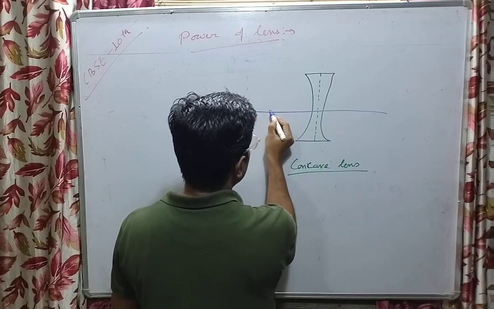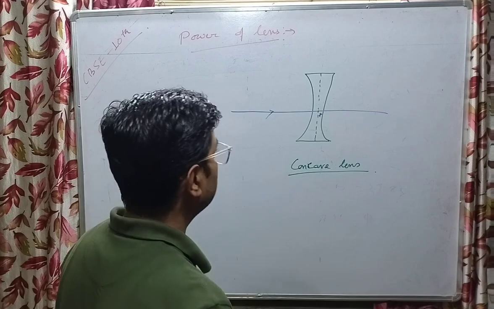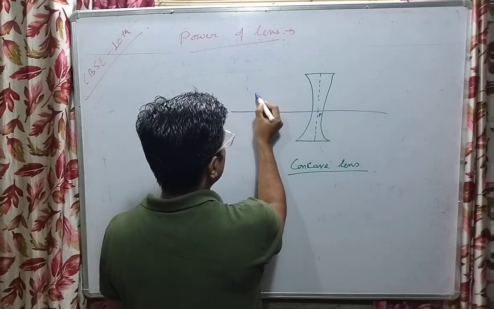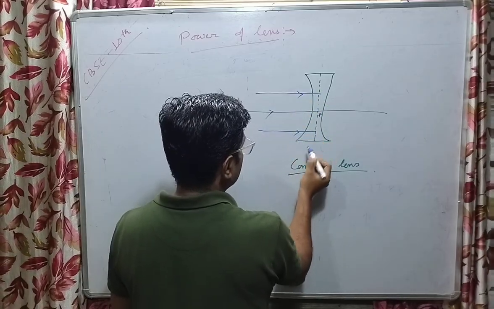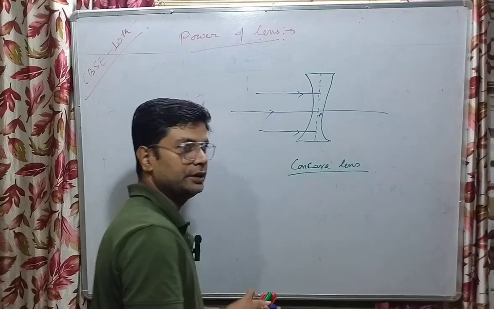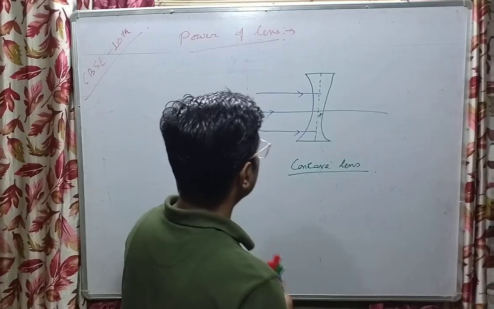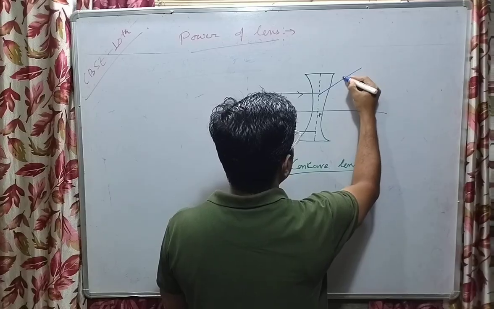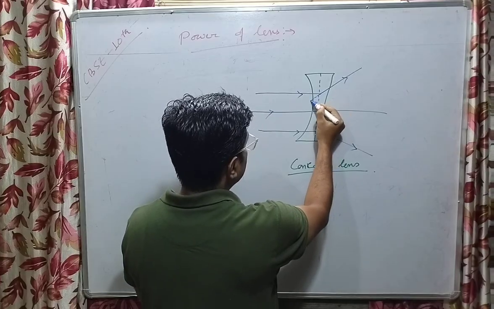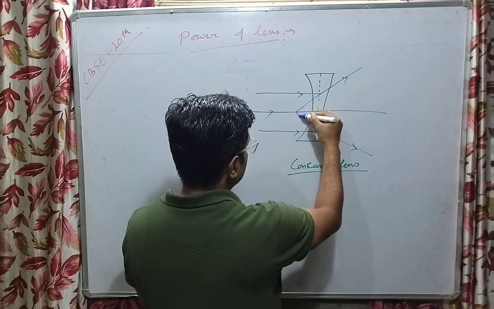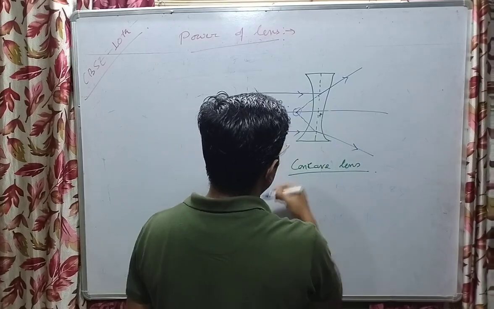For a concave lens, suppose say a beam of light. This is the principal axis which passes through optical center P, and this is a ray of light and this is another ray of light. In case of a concave lens, there will be a diverging effect. From this point, this ray will diverge like this. If I produce this diverging ray, the rays will intersect at point O, and it is the focus of this lens. We have already discussed this.